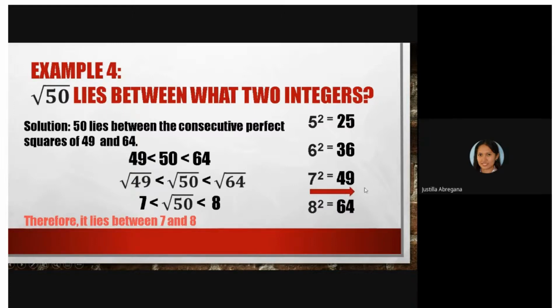So we have here 50. Numbers between 49 and 64, so you can find here 50. So lower 49, lower perfect square, and higher perfect square is 64. So we'll get the square root. Square root of 49 is 7. That is less than square root of 50, and square root of 50 is less than square root of 64. So square root of 64 is 8. Therefore, it lies between 7 and 8.